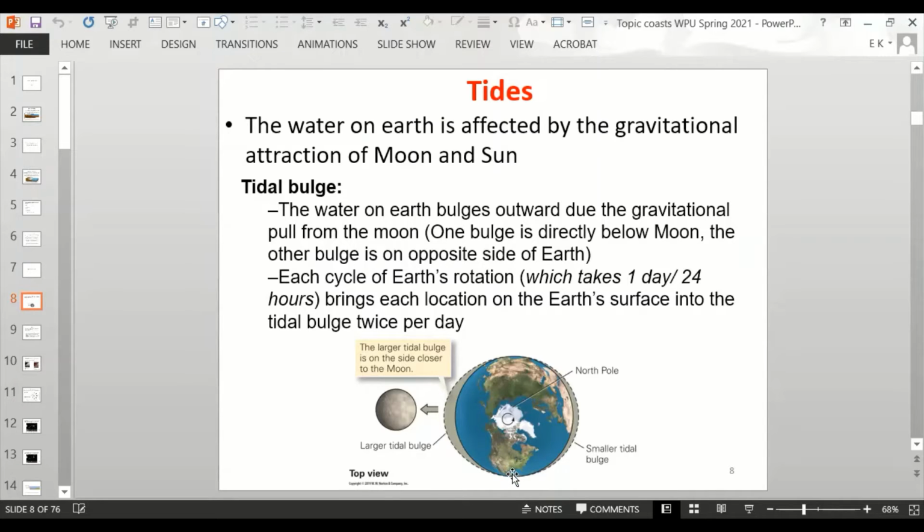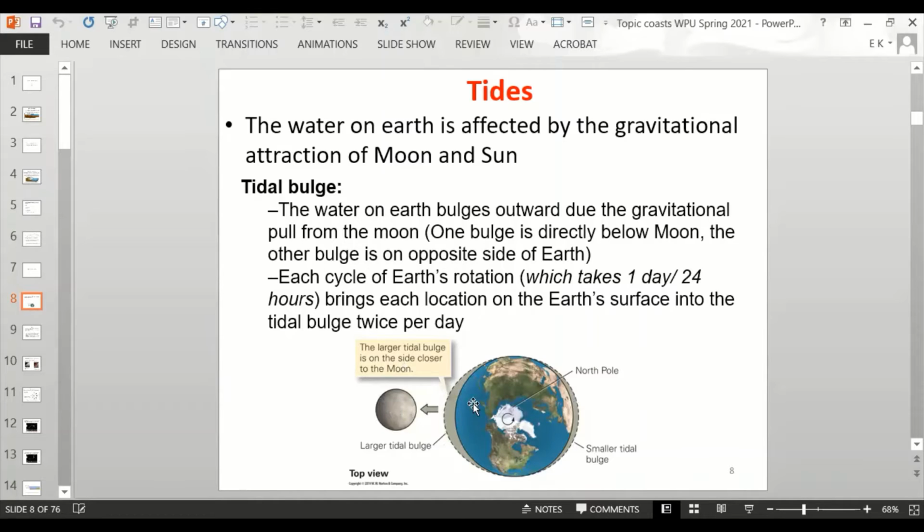So when a particular location on Earth goes into the bulge, that's high tide. And when it rotates and then is out of the bulge, that's low tide. And the Earth's rotation takes 24 hours, and it brings each location on the Earth's surface into that tidal bulge twice per day. So the bulge stays wherever the moon is, and then the moon also is revolving around the Earth.